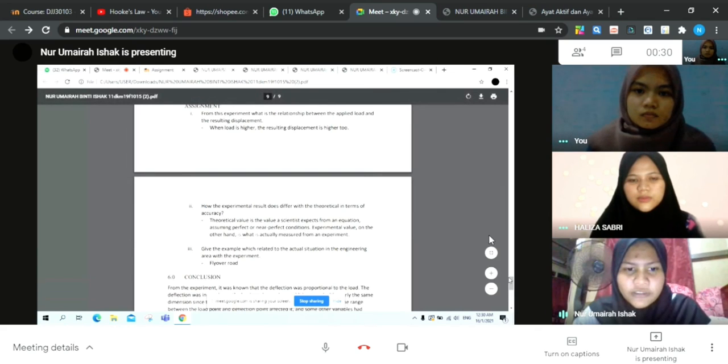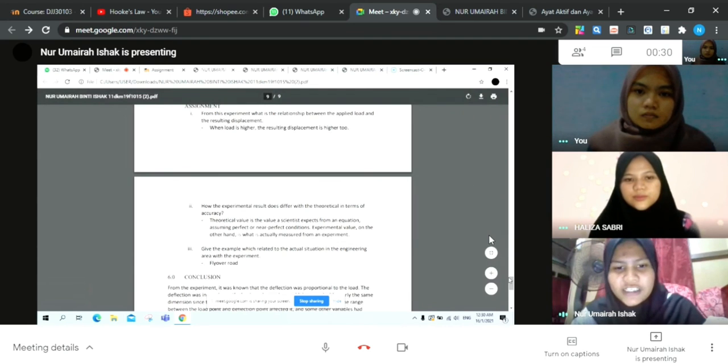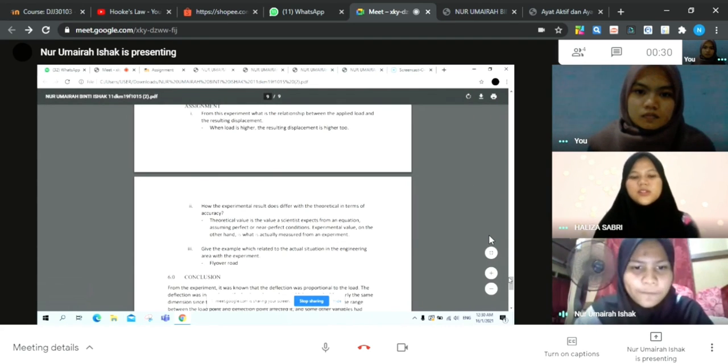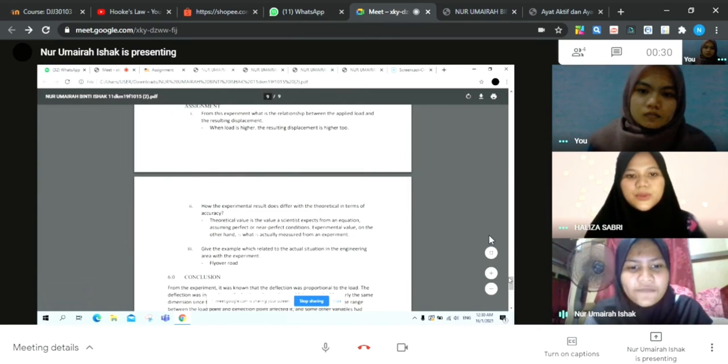Question number 3, give an example related to an actual situation in the engineering area with the experiment. The example is flyover roads.